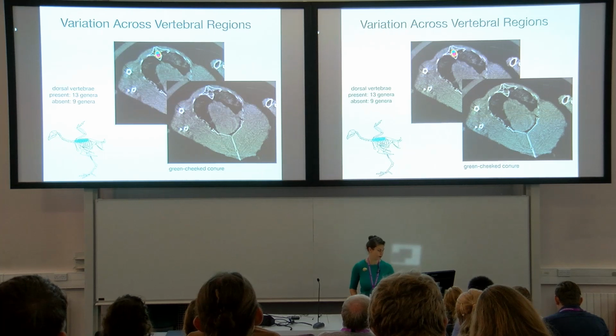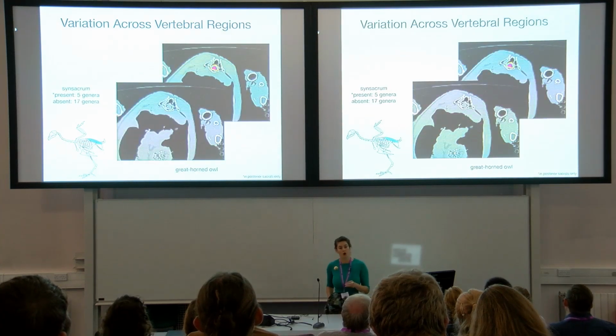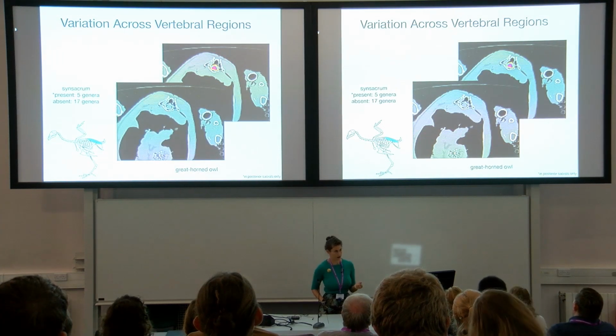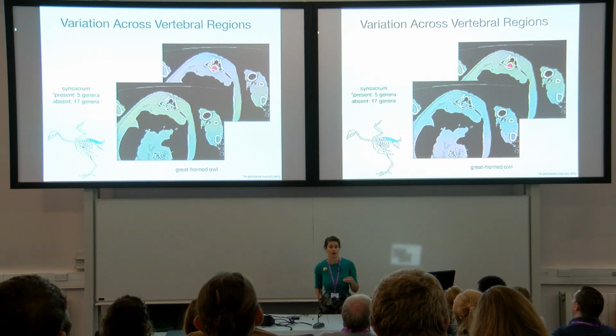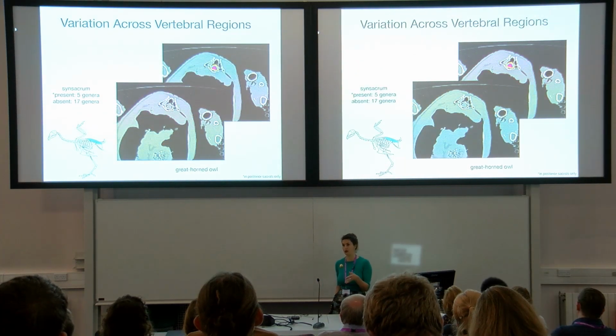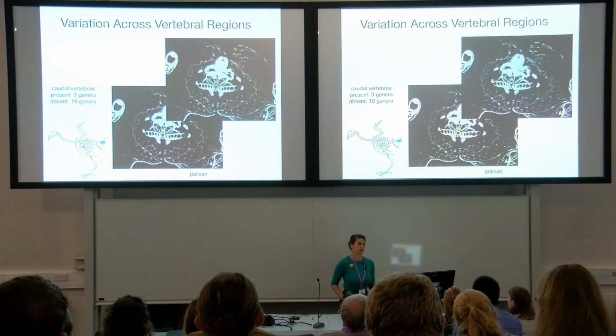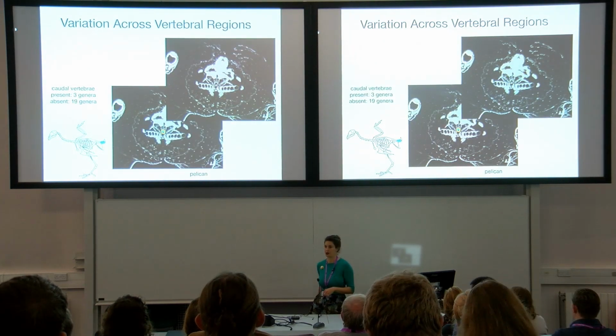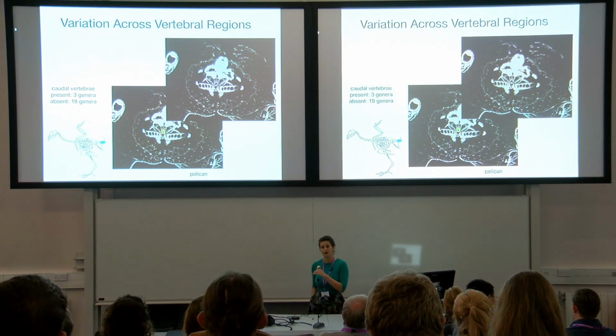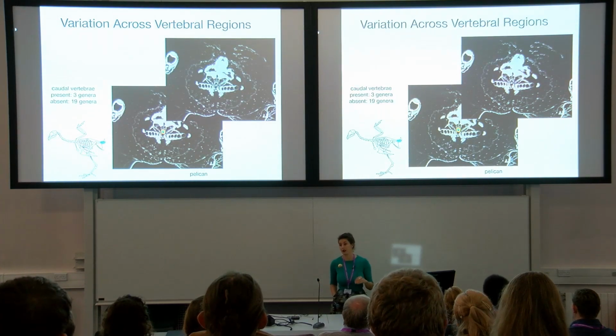And then they became quite rare by the time we got to the sacral vertebrae, and we only ever saw them in the very posterior-most sacrals. And about as rare in the caudal vertebrae. So by the time they're in the sacrals and the caudals, very rare and typically very, very tiny.